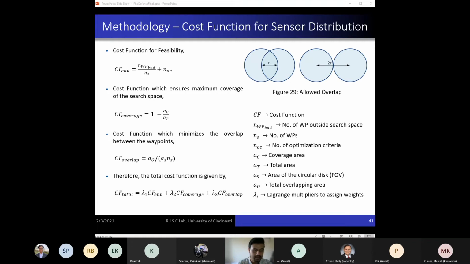And then for every particle, we assign a little bit of uncertainty or noise to the particle with this waypoint so that they are distributed uniformly, but also with some amount of difference in the space. This guarantees that the swarm will contain feasible particles. So the cost function associated with the environment dictates the feasibility criteria. The two other cost functions are normalized between 0 and 1. CF coverage is used to maximize the area coverage, and CF overlap is used to minimize the overlap between the waypoints or the individual search regions.